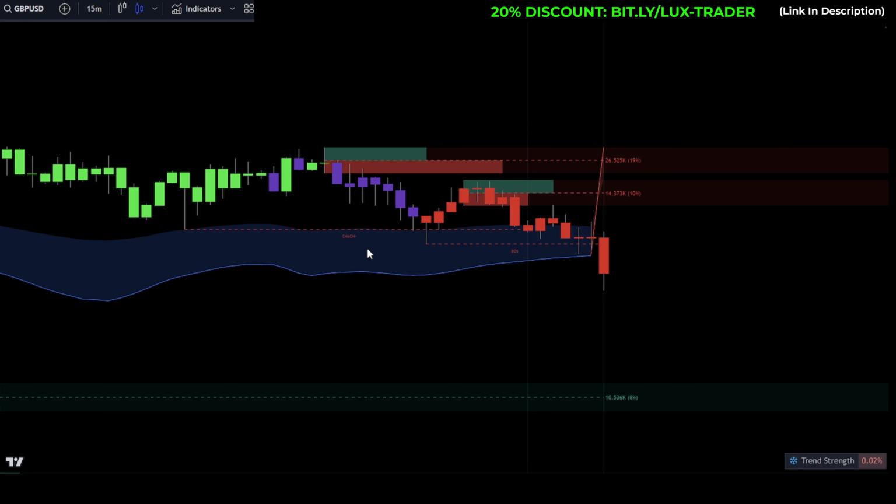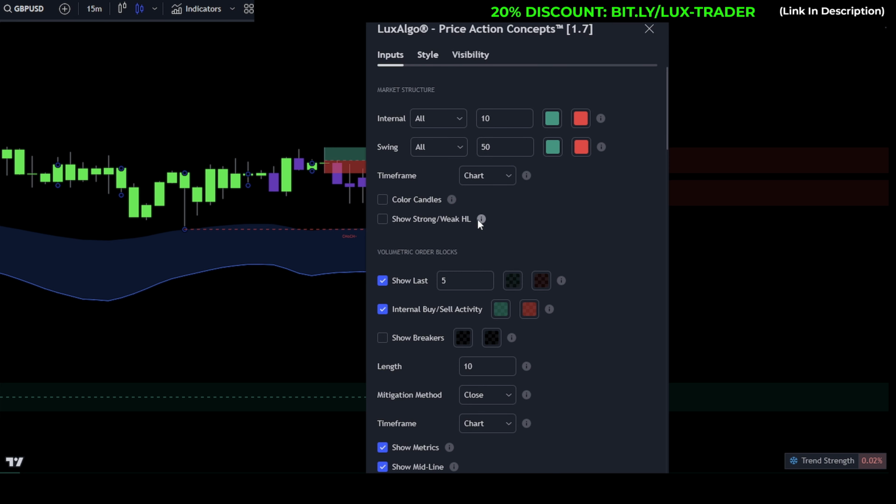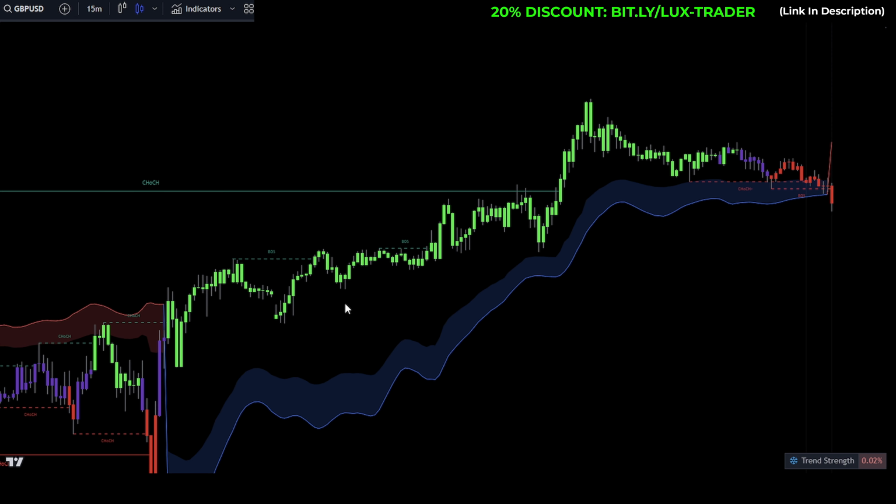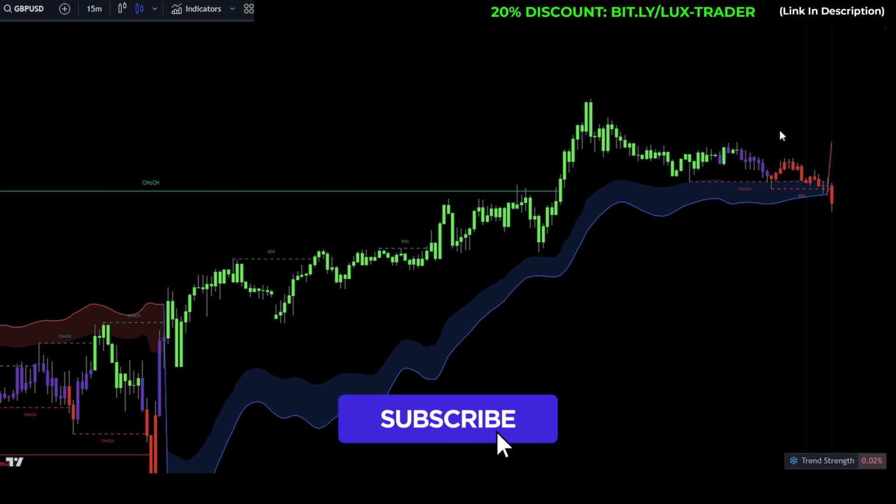So here's a CHoCH label combined with a BOS label. But let me tell you why you wouldn't want to enter a sell trade at this point. Let's disable the order blocks for a second. First, you want to notice that the market is currently trending up, showcased by the green colored candles and the Smart Trail being colored in blue.